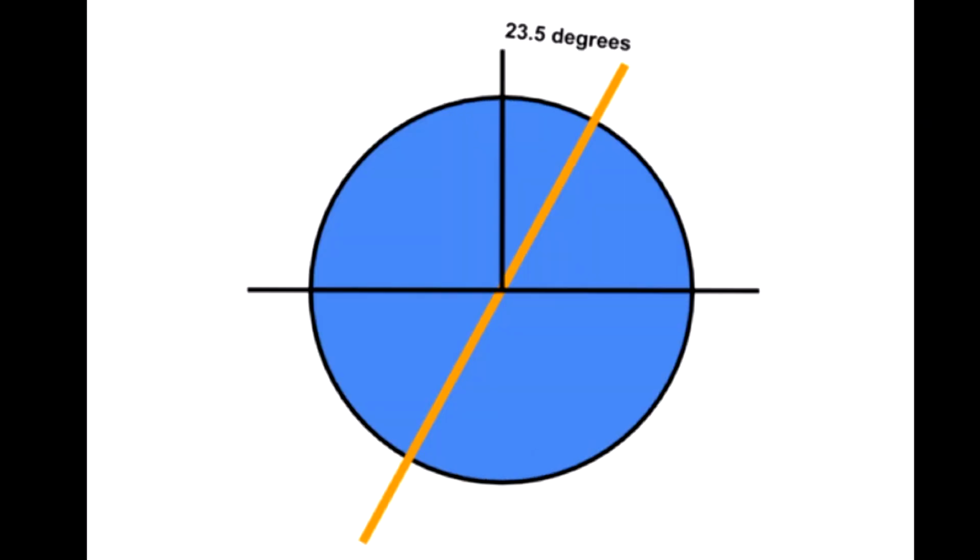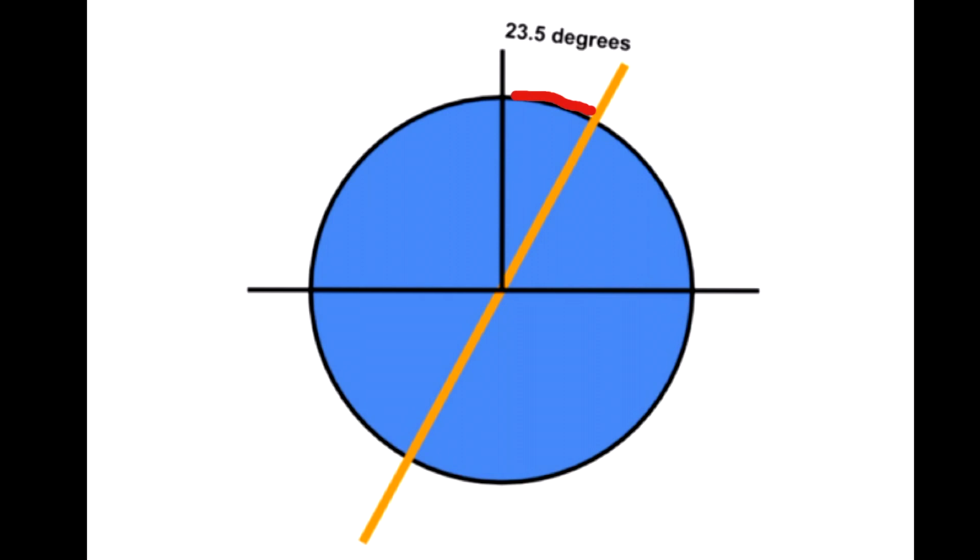Now, Earth does not rotate perfectly vertically. Its axis of rotation is actually about 23.5 degrees off. Here, the axis of rotation is represented by the orange line. Its axis of rotation is about 23.5 degrees off relative to its orbital path. So if this is the Earth and this is the orbital path, the axis of rotation would make a 23.5 degree angle with the line perpendicular to this path. So this angle right here is 23.5 degrees.